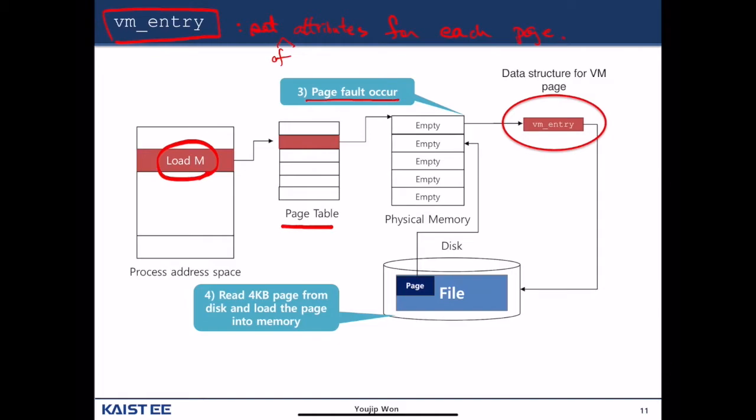Then it has to allocate one of the free frames from the array of page frame entries. And then it needs to allocate appropriate disk blocks and load the pages into memory, into whatever page frame it is allocated. After it is allocated, it reads the blocks from the disk to memory. The operating system allocates a VM entry data structure and then initializes it.